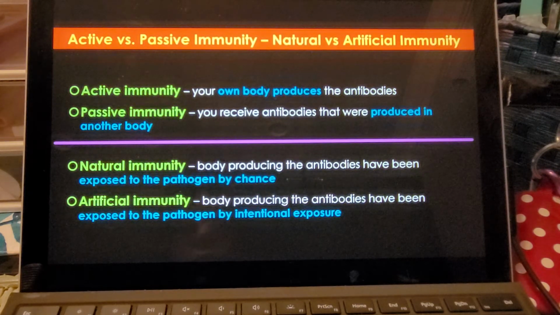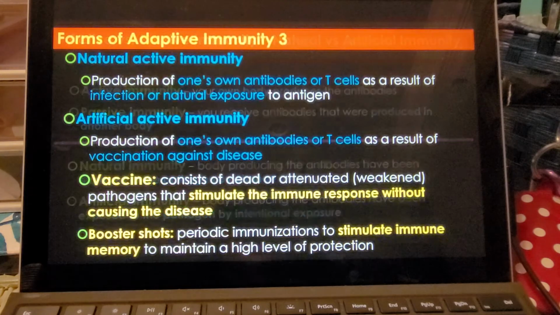Then with your natural versus artificial immunity. So natural immunity is where you just happen to get sick. So you actually just get exposed to that pathogen, versus artificial is, for example, when you are exposed intentionally, or it's like for example, through a vaccination where it's a part of the pathogen, not the whole thing, where your body can make up the defense so you're ready to go for the next time.